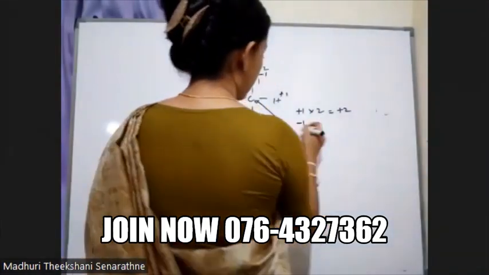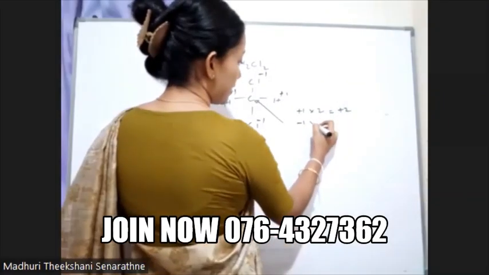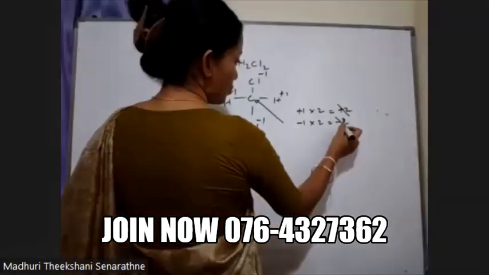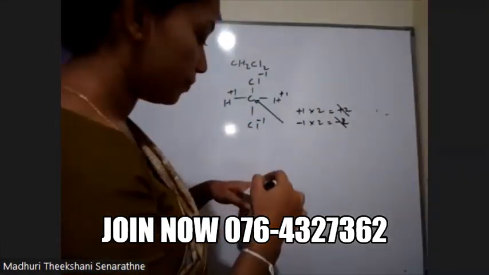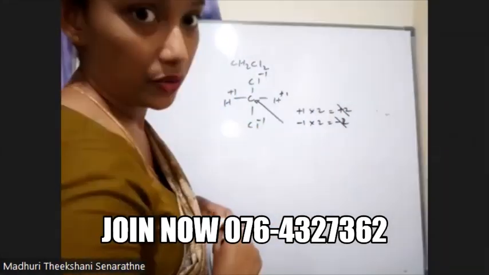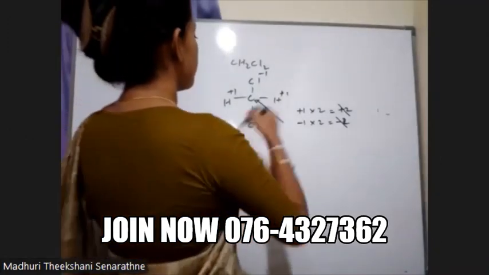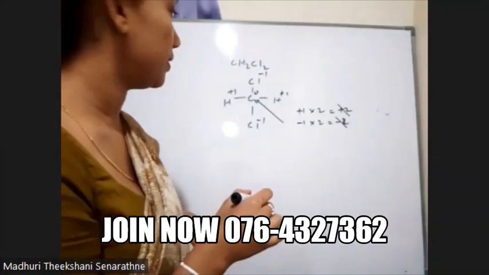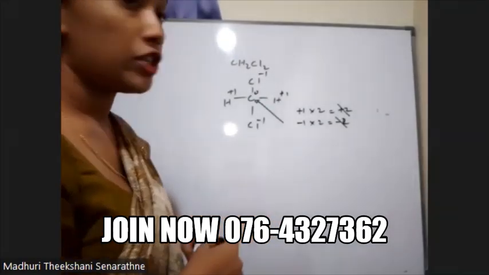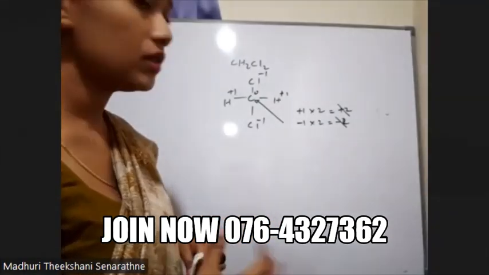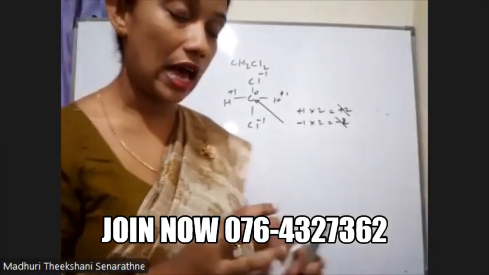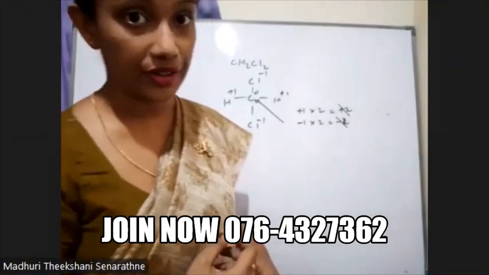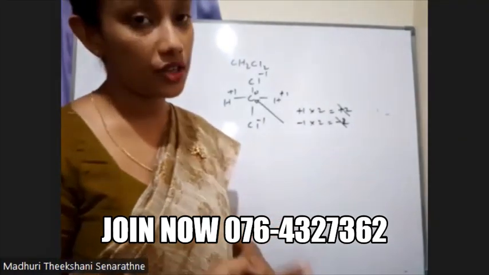There are 2 chlorine atoms, so -1 times 2 is -2. +2 and -2, so the charges are already neutralized. Therefore, carbon should have 0 oxidation number. And valency? For considering the valency, we have to think about the outermost shell electrons of carbon.